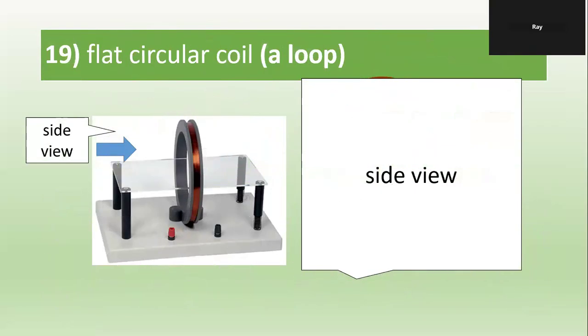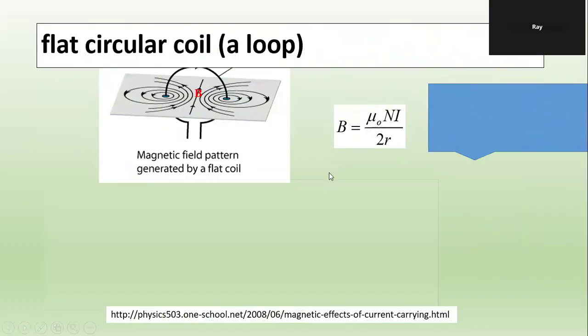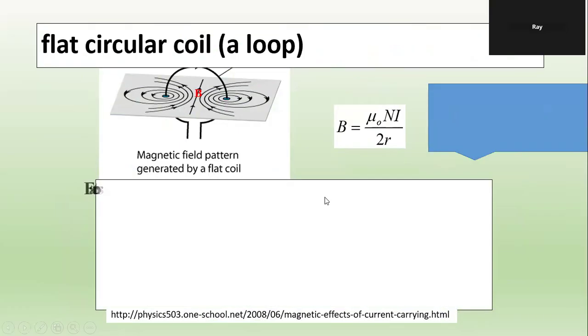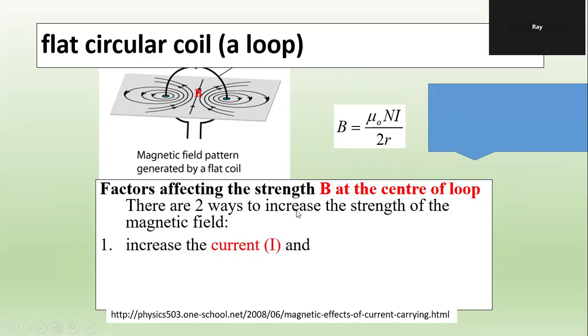Okay, let's go to a flat coil or a loop. There can be many turns, doesn't have to be one turn. The side view, taken from this side. R is the radius of the loop. As I said, no need to worry about the formula anymore, not required to know how to use it. Factors affecting the magnetic field strength at the center, B: there are two ways to increase it. Increasing the current, remember the current affects B. And increasing the number of turns of the coil.